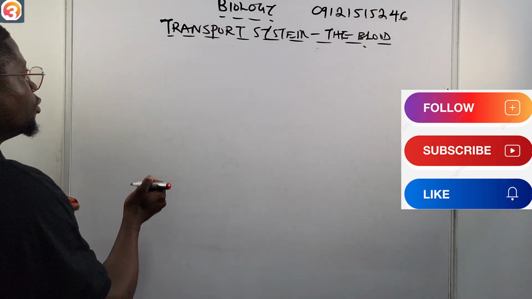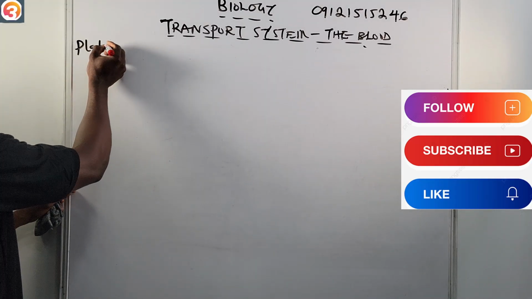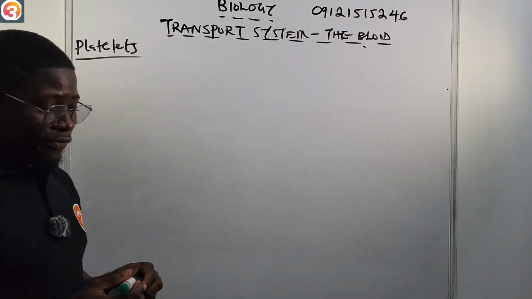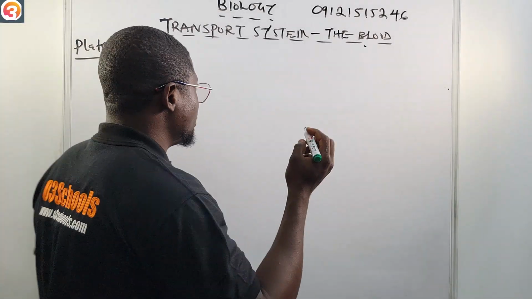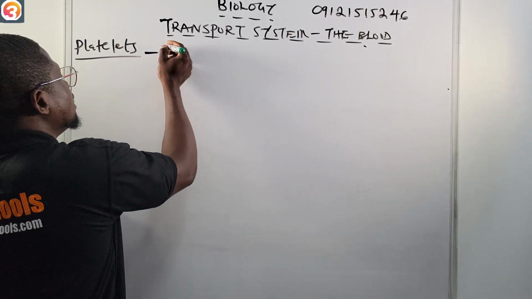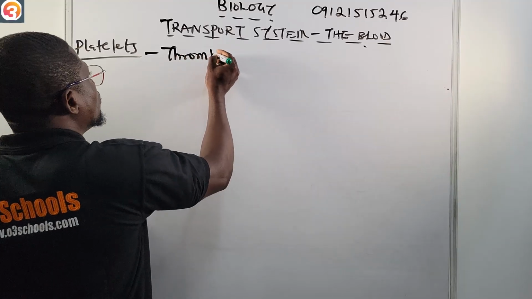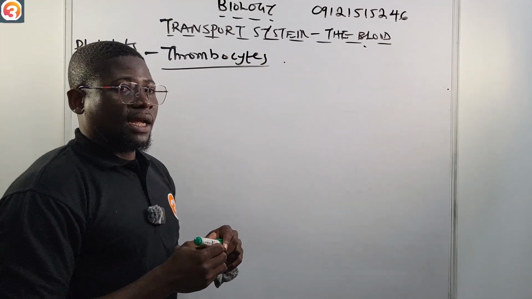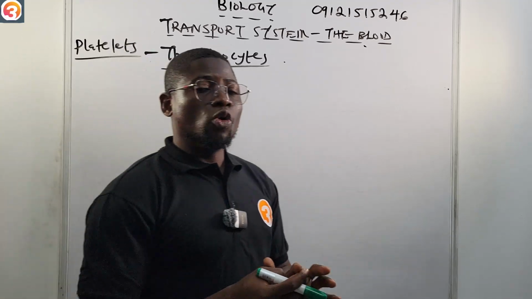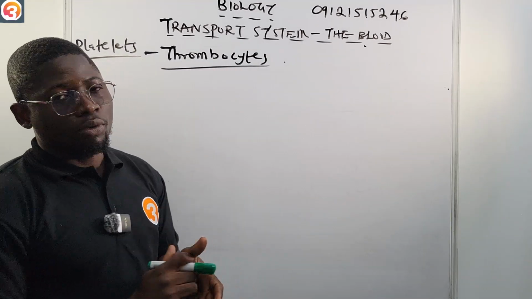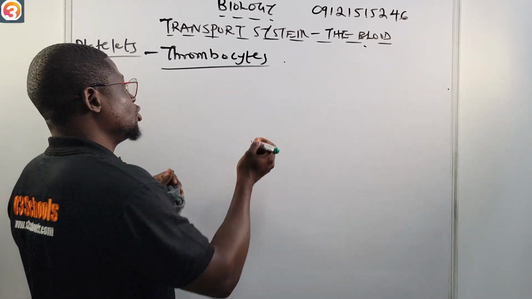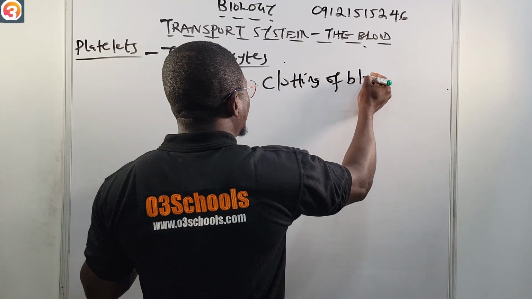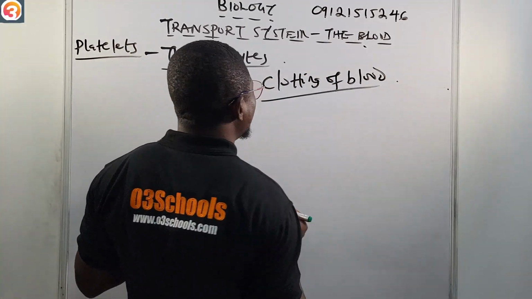Now, that will take us to the platelets. So what is the function of the platelets? First of all, you know that they are called thrombocytes. Please take note of that. Platelets are called thrombocytes. And their function is that they help in the clotting of blood.